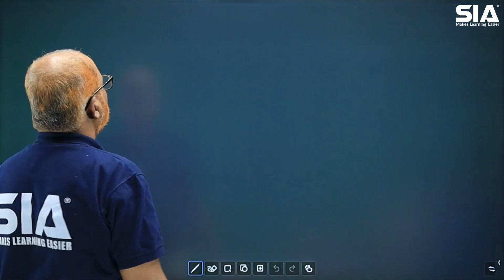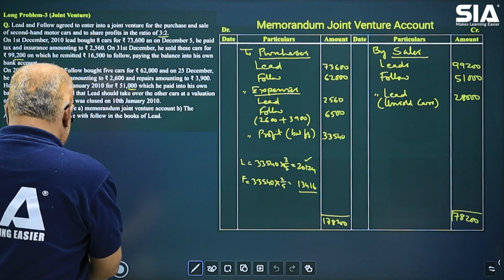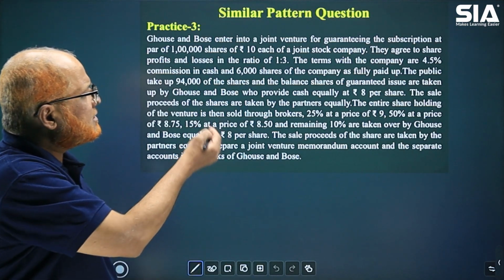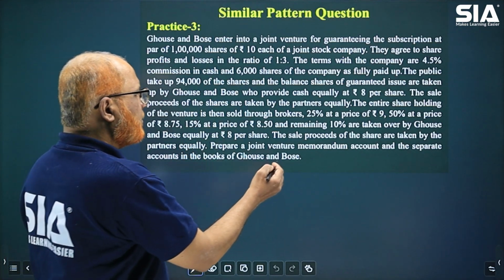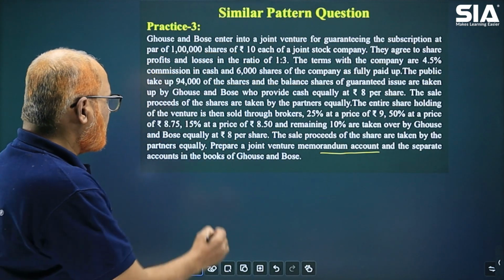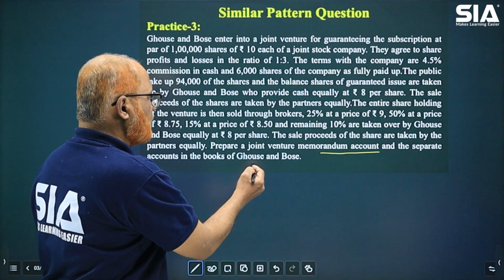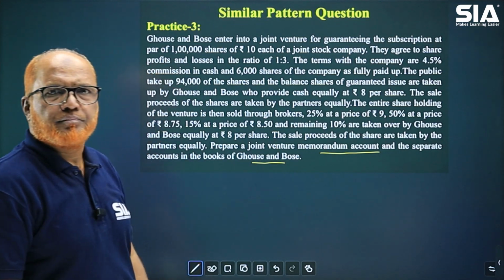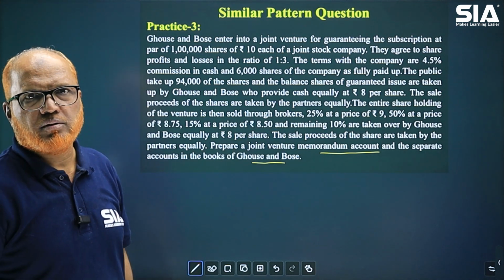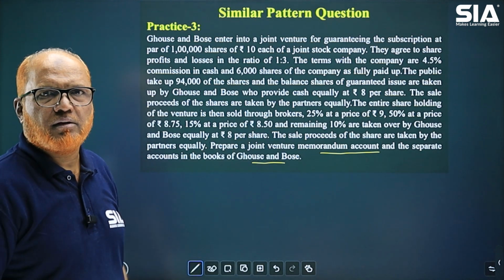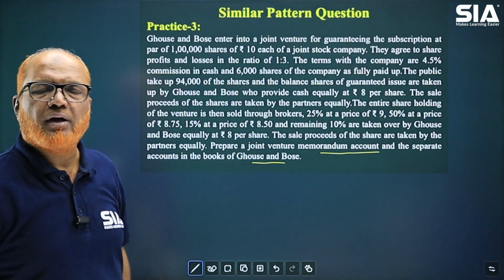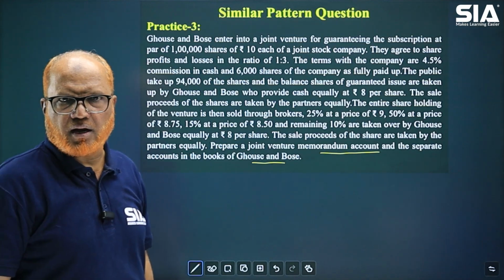One problem I am going to give you for your practice. Similar type of problem, exactly similar. Same thing, you have to prepare the memorandum account, memorandum joint venture account, and separate accounts in the books of Halls and Bose. How we have prepared the separate account just now in the books of Arun, same thing we have to prepare here. So if you practice, definitely you will get the command of how to make the memorandum joint venture account.